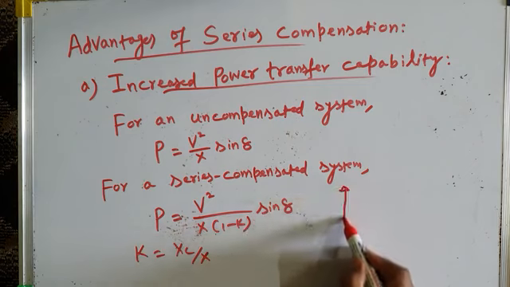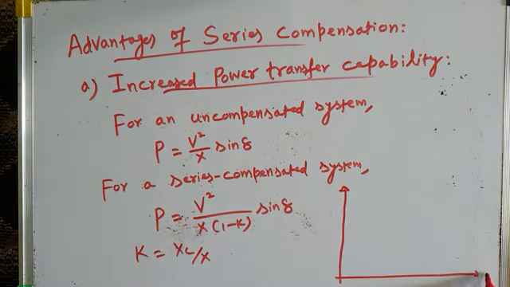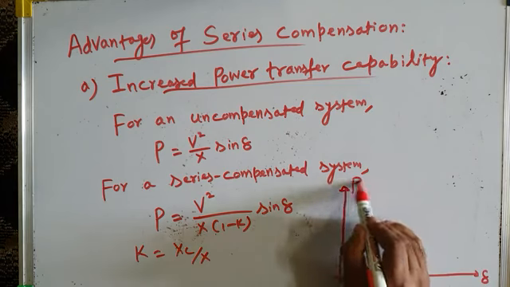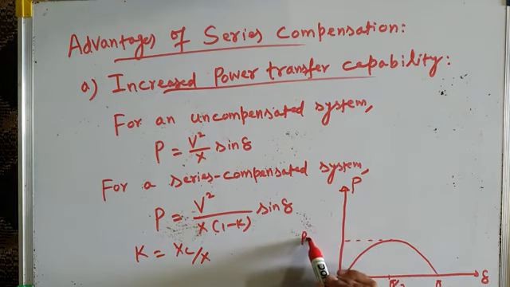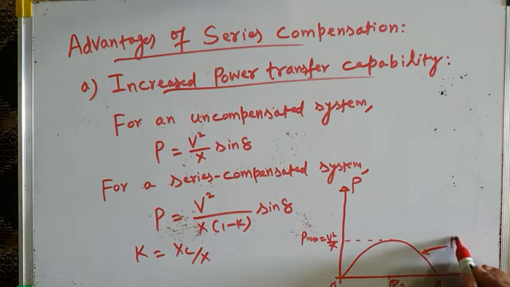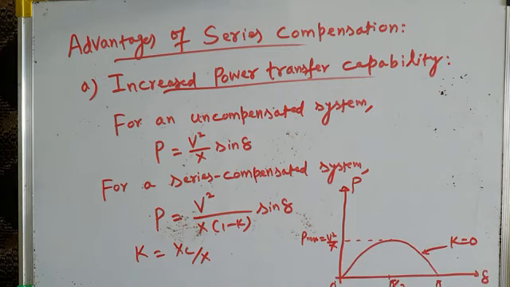If you draw the power angle characteristics for compensated as well as uncompensated transmission systems, it will look like this. For example, this is pi by 2, this is pi. This is for the uncompensated system. The maximum power transferred, P max, is equal to V square by X. This is for the uncompensated system, where the degree of series compensation is 0. Now if we go for series compensation, the degree of series compensation may be 0.2, we may raise it to 0.4, 0.6, and so on.